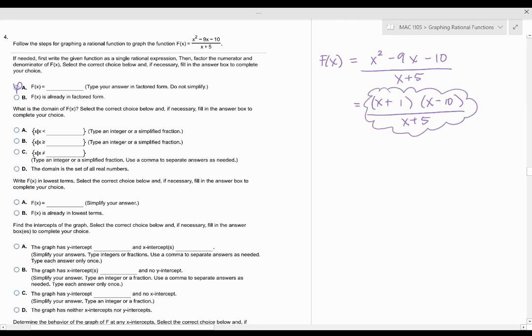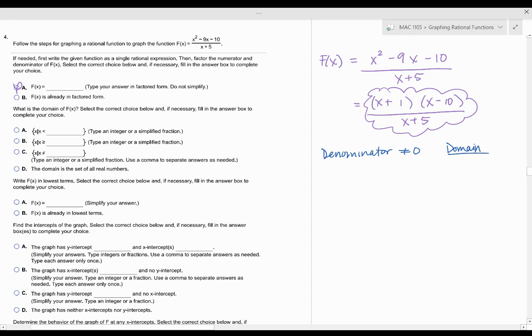All right, let's do step 2. So step 2 says to find the domain. Remember, anytime you're looking for the domain of a rational function, the denominator cannot equal 0. Okay, for the domain.